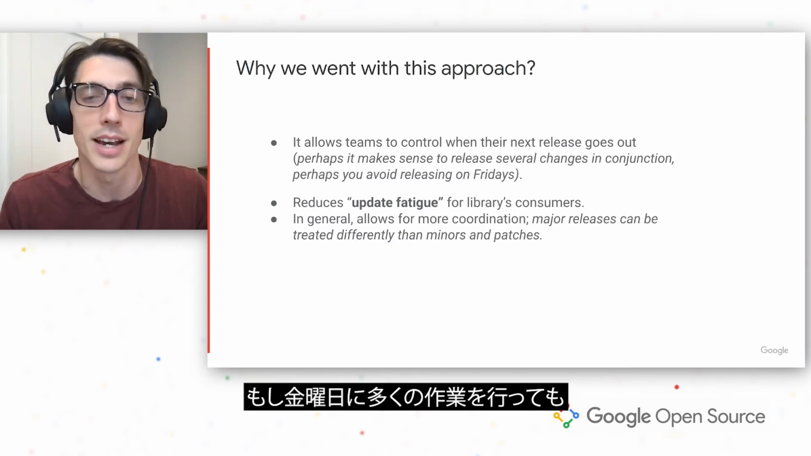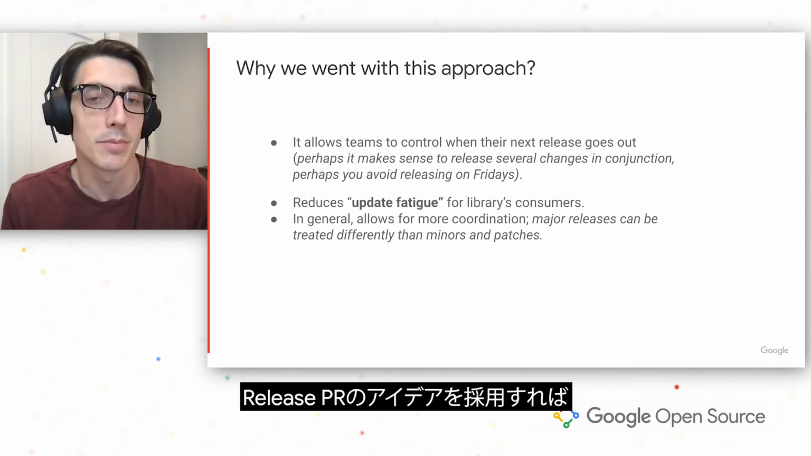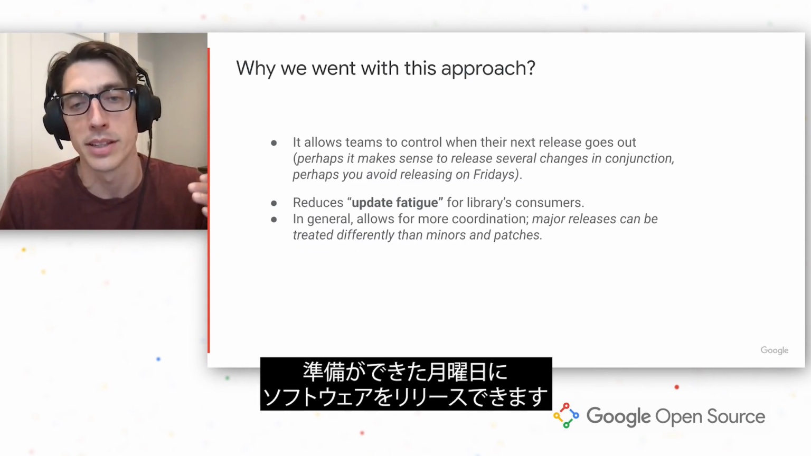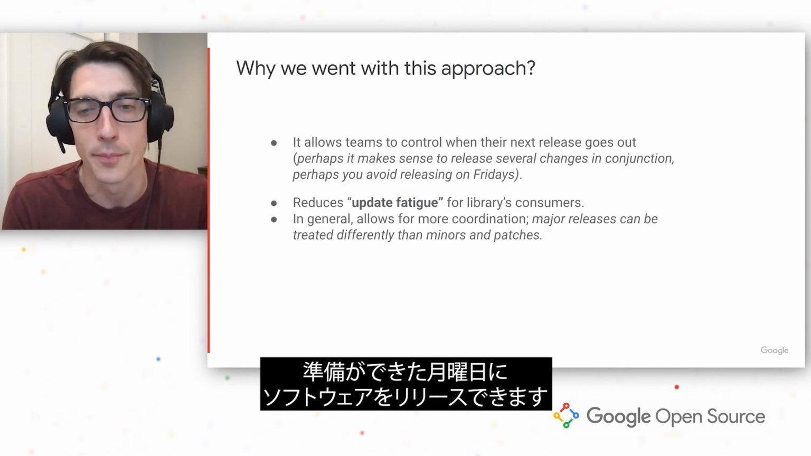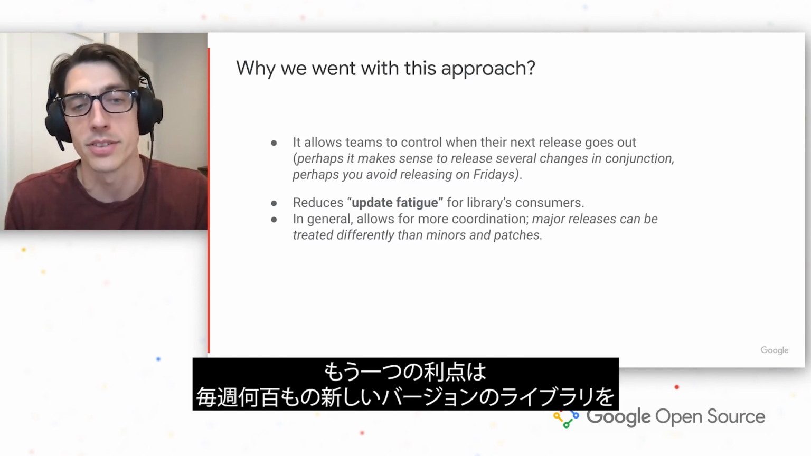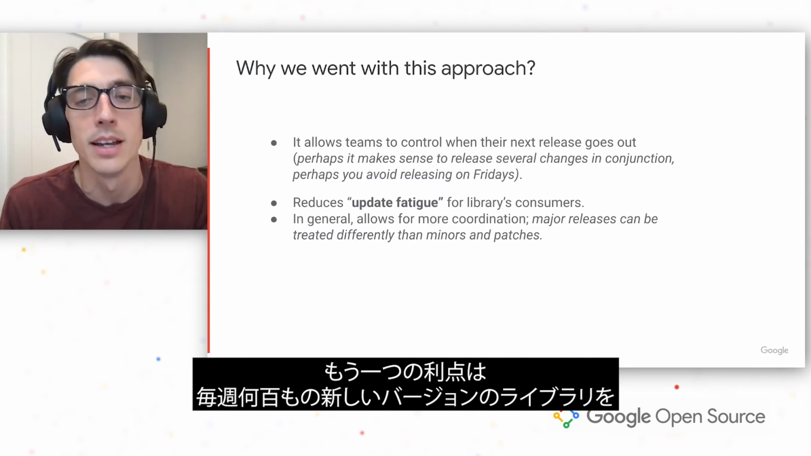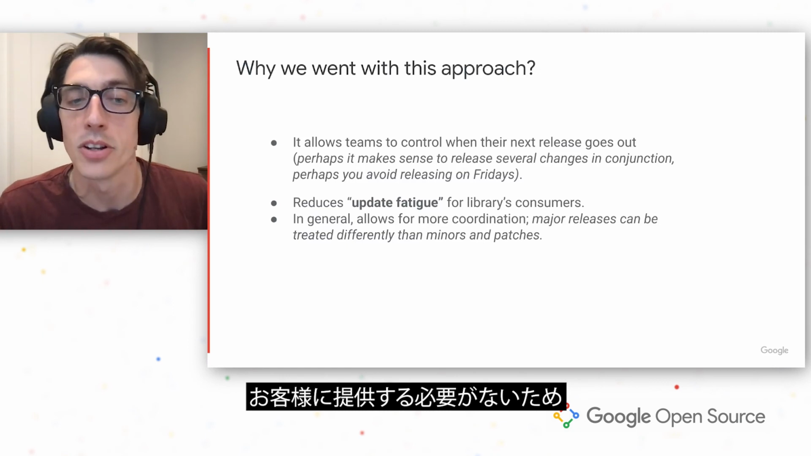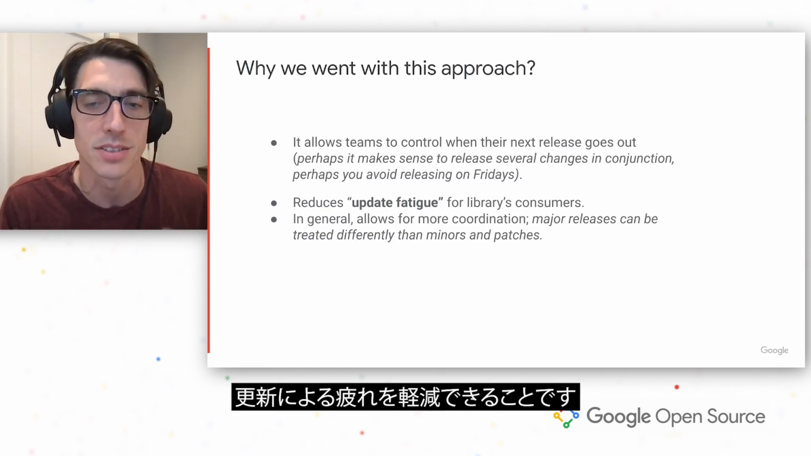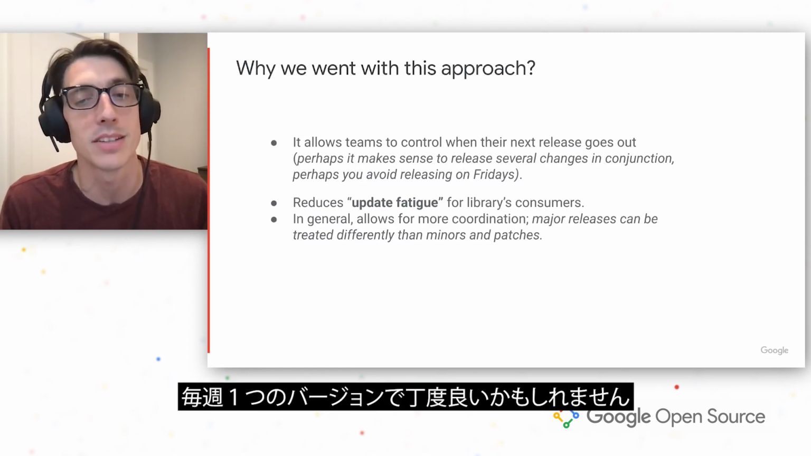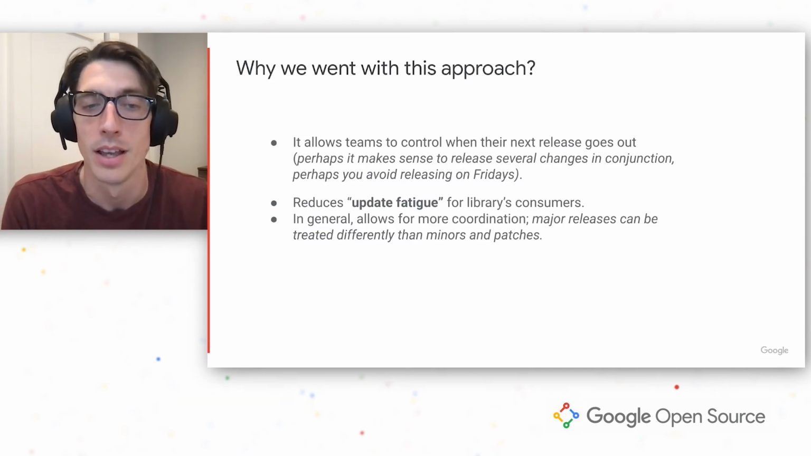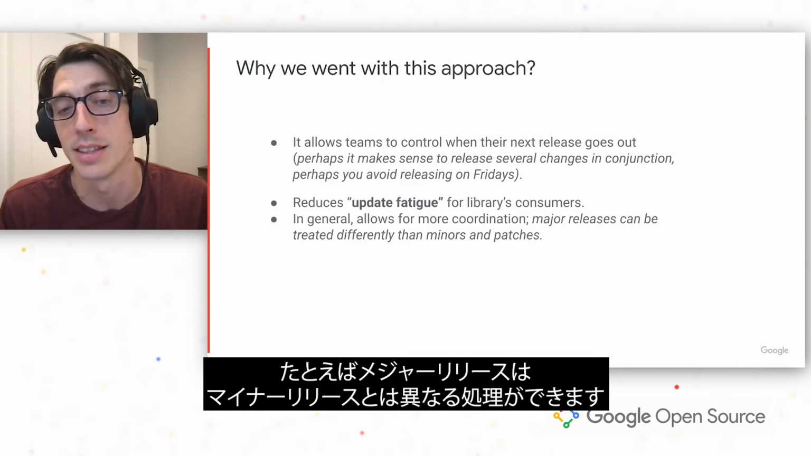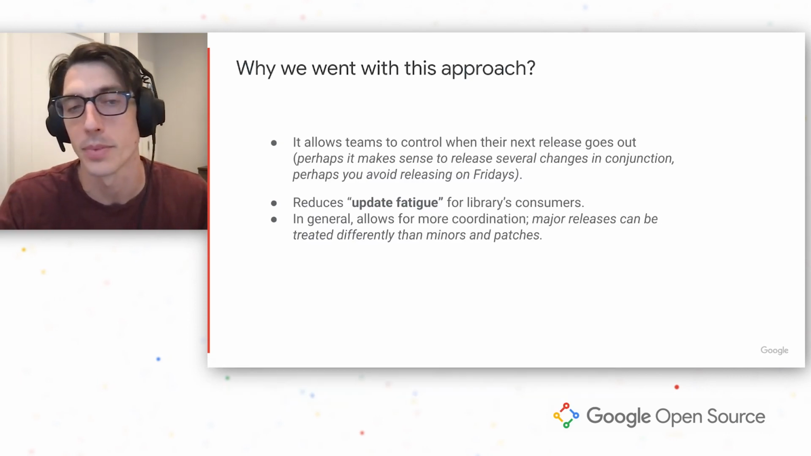So by having this idea of release PRs, if you happen to land a bunch of work on Friday, we can just keep that release PR open and then release the software on Monday when we're ready for it to go out. Another advantage is it reduces this concept of update fatigue, where you don't necessarily want to give your customer hundreds of new library versions each week. It might be nice for them to get one version each week. In general, it just allows for more coordination. Major releases can be treated differently than minor releases, as an example.